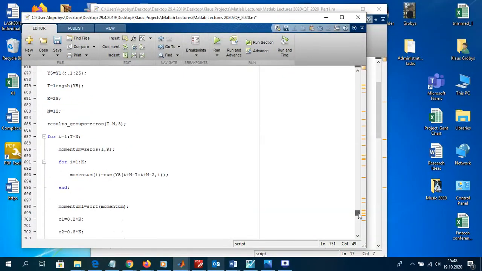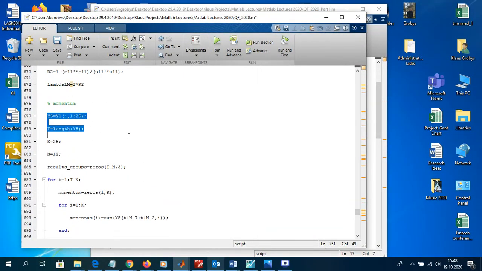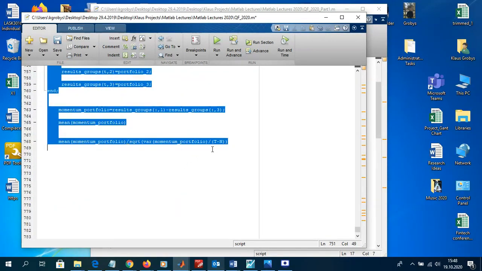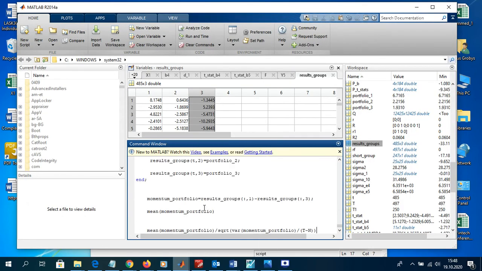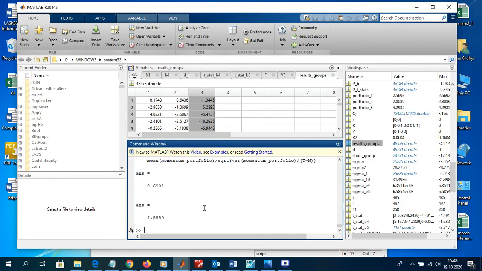So let's run this code. Everything else remains the same, obviously, so we can just copy everything here into Matlab. The payoff is now 0.69% per month, and the t-statistic is 1.88. So on a 5% significance level, this payoff is statistically not different from 0. But at a 10% significance level, this payoff is significant, right?